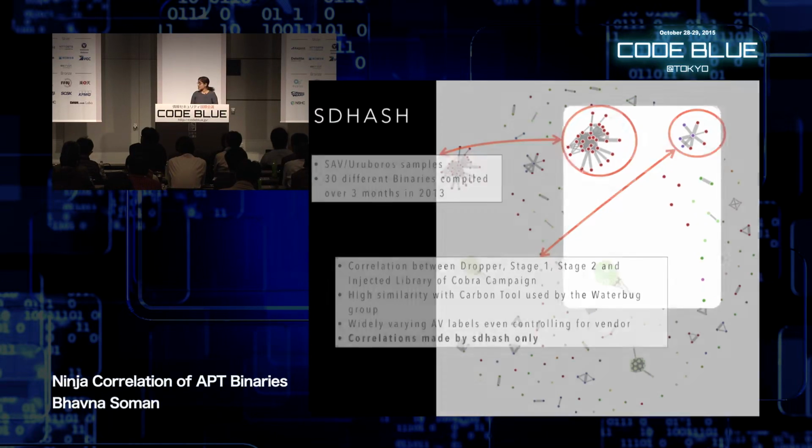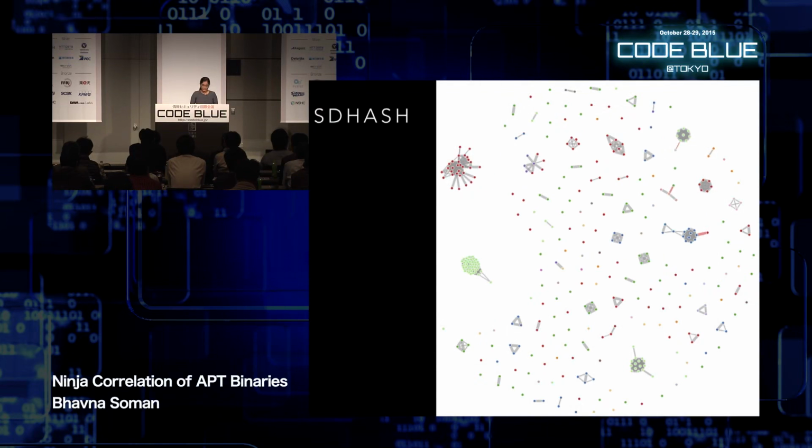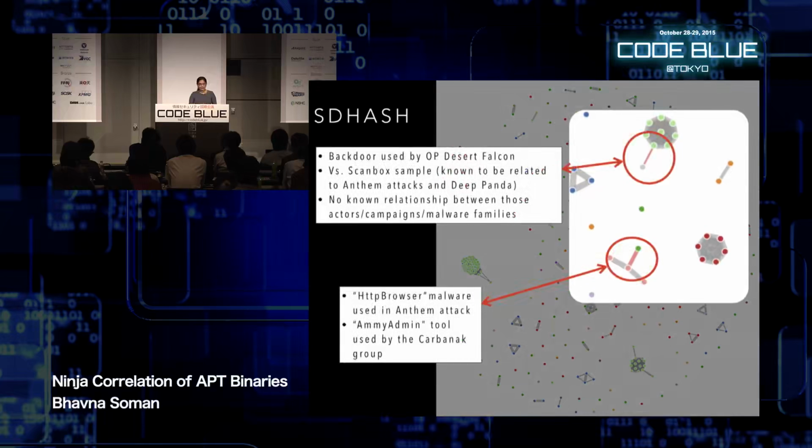These are the false positives that were found in the SD hash method. One connects a backdoor used in Operation Desert Falcon to the Scanbox tool that was used in the Anthem attacks. And the other one is another binary from the Anthem attack that got linked to the Carbanak APT. There is no known link between these 2 binaries. So this is just a false positive.